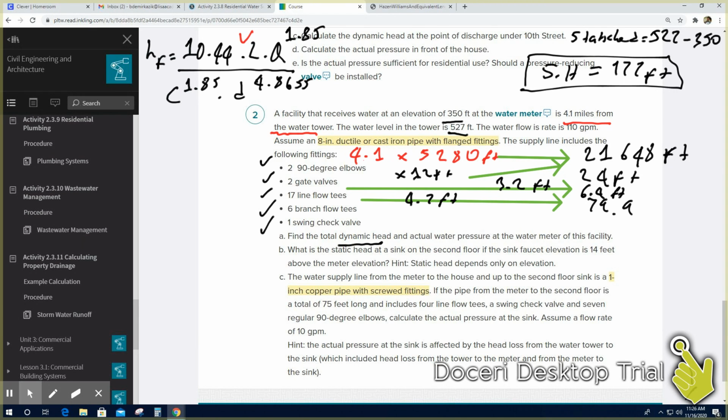There are a lot of numbers here, but you guys are hearing me at the same time. And 6 branch flow tees.